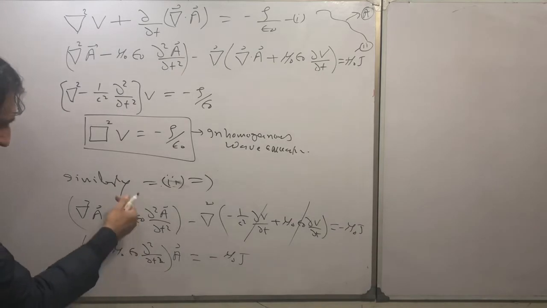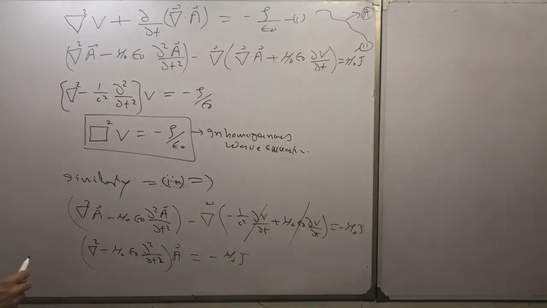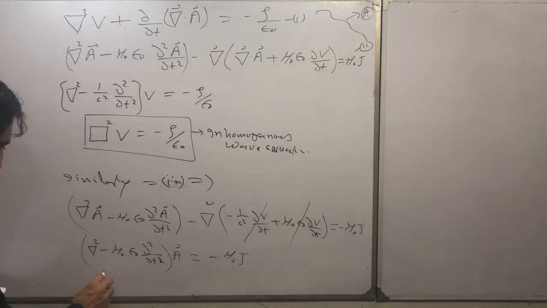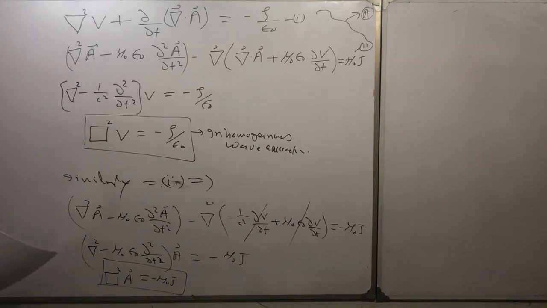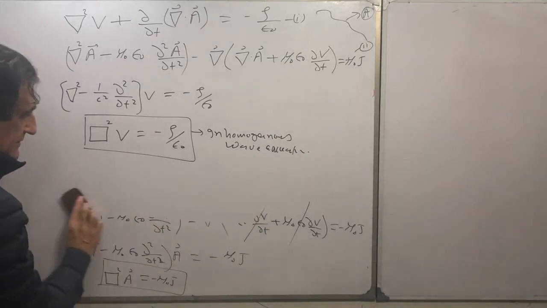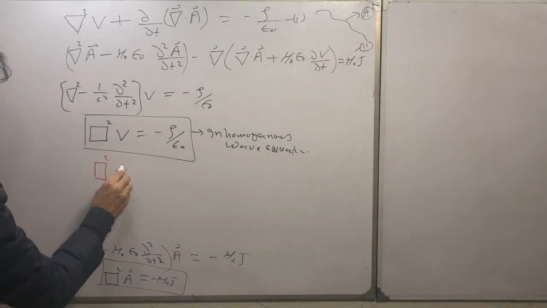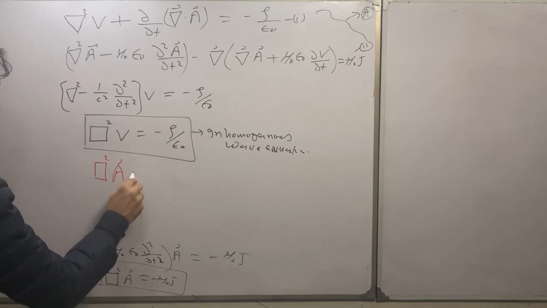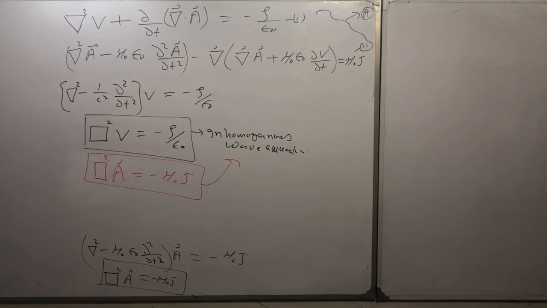And mu naught epsilon naught is 1 over c square. So this is again the D'Alembert operator, and D'Alembert operator square A is equal to minus mu naught J. So this is still an inhomogeneous equation. So we have these two equations, and this is also an inhomogeneous wave equation. Now we have two inhomogeneous wave equations for V and A.